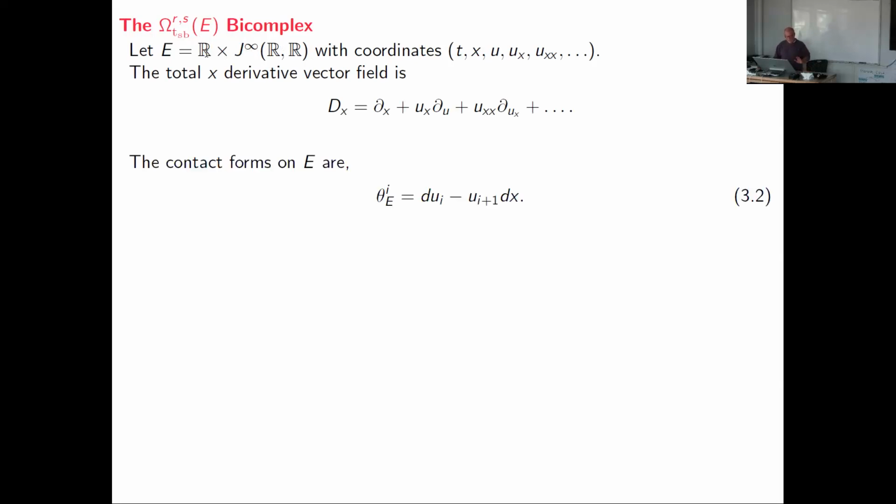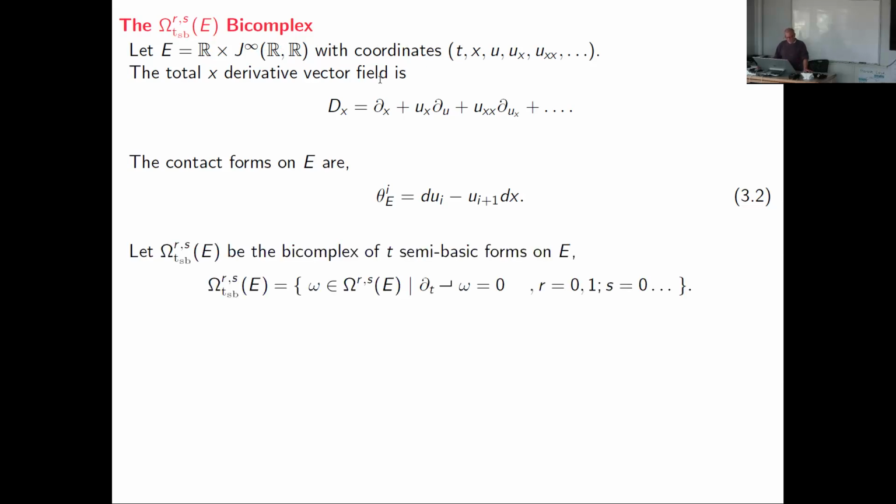If I got rid of T, I would say this all agrees with everything that's somewhat standard in terms of the Euler complex. Anyway, you've got the total derivative, you've got the contact forms. I'm just on J infinity RR, but I threw in a T coordinate. What I'm trying to do is define symplectic forms in a way that agrees with how people write them in terms of the Euler complex, but you've got to get rid of the dT term.